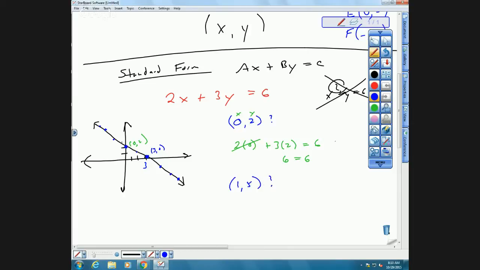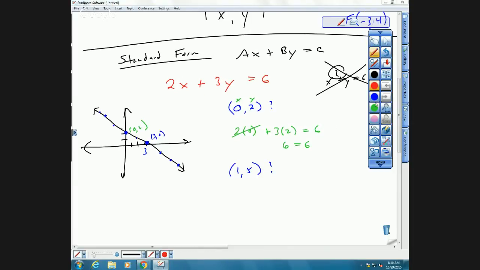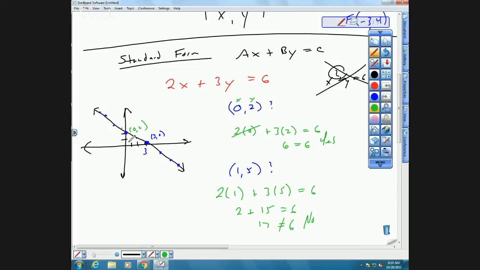Okay. If I had like 1, 5, let's see if the point 1, 5 is on this line. So again, we plug in a 1 for our x, we plug a 5 in for our y. So here I get 2 plus 15. Does 2 plus 15 equal 6? No. So here, this point is not on this line. So this one is no, this one is yes. And again, you can look at our graph here and tell that that point 1, 5 is not on the line.